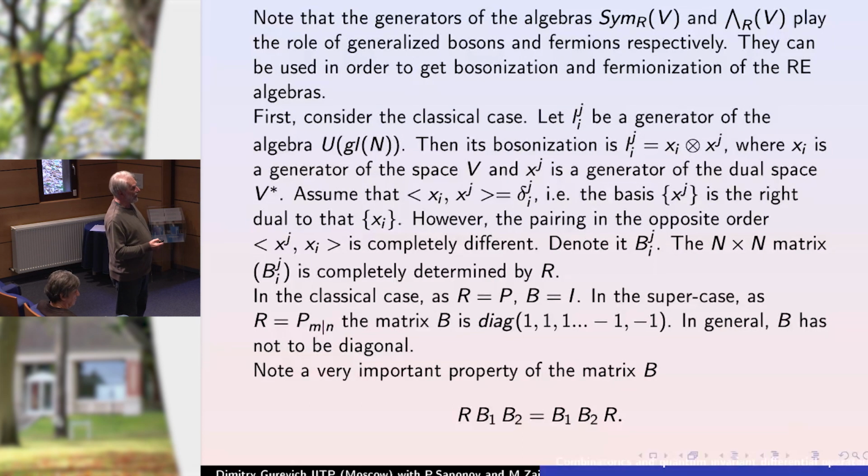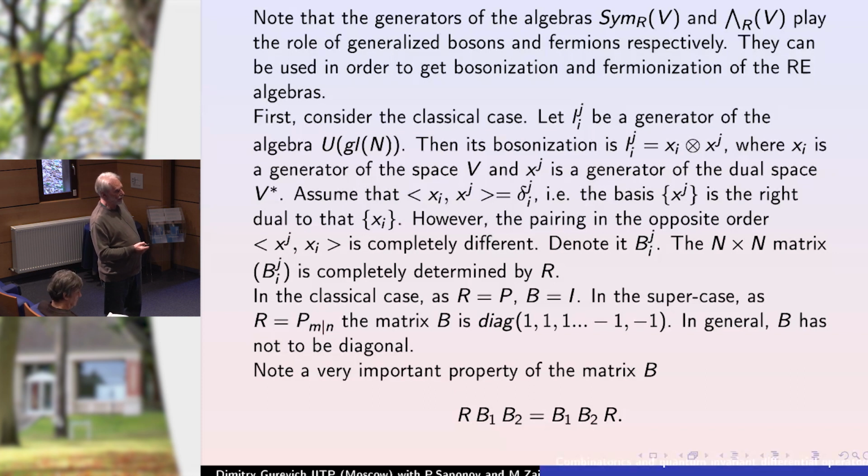Now, I repeat that we have here generalized boson and fermion elements, and my next step is to explain what is bosonization of an algebra with bosons and fermions. Bosonization and fermionization. So if we consider the example, the enveloping algebra of gl_N, and L_ij is just a generator of the algebra, bosonization looks like that.